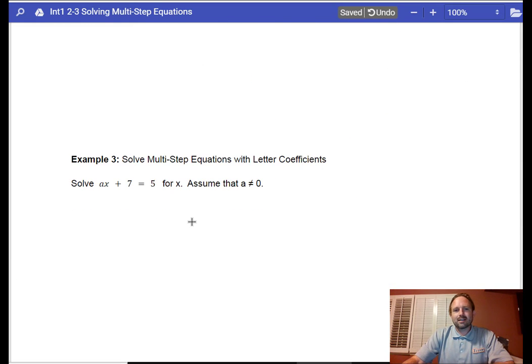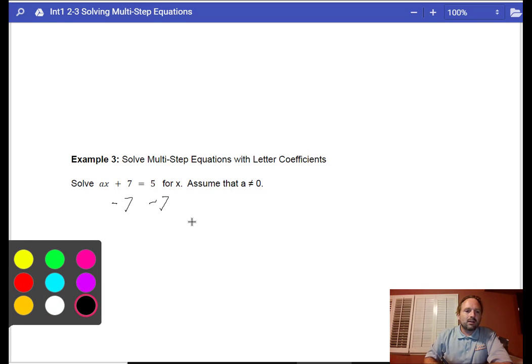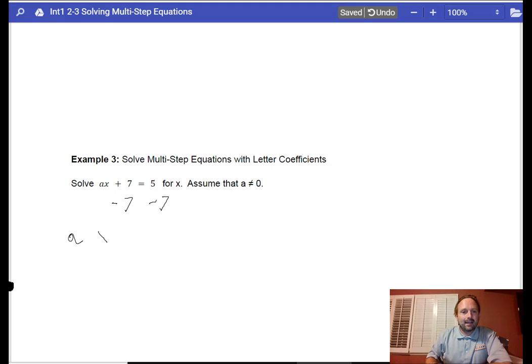All right, final example. Solve multi-step equations with letter coefficients. How are we going to solve this if we don't have a number? Okay, well, just take this really slowly for this, okay? We're going to subtract by 7 on both sides using the subtraction property of equality. After we do that, we'll get AX is equal to -2.